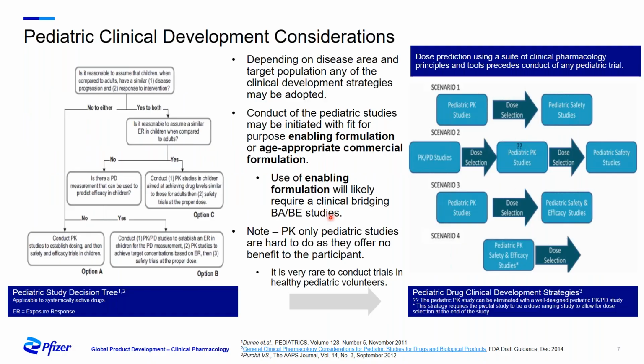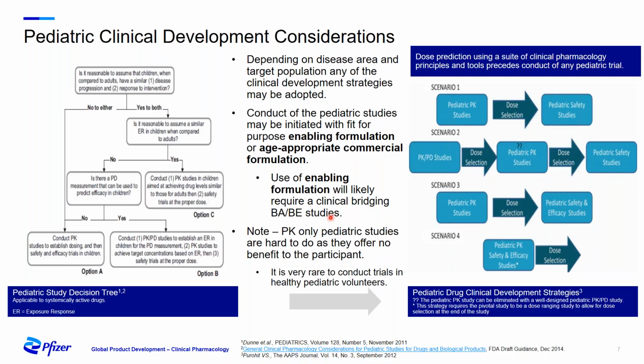So the design of a pediatric clinical development plan starts with the consideration of the pediatric study decision tree. This tree was originally introduced by Dunne et al. sometime in 2011 and was adopted in a slightly different form by the FDA guidance that was issued in 2014.